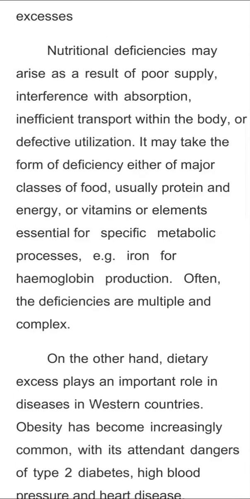Nutritional deficiencies and excesses. Nutritional deficiencies may arise as a result of poor supply, interference with absorption, inefficient transport within the body, or defective utilization. It may take the form of deficiency either of major classes of food, usually protein and energy, or of vitamins or elements essential for specific metabolic processes, for example iron for hemoglobin production. Often, the deficiencies are multiple and complex. On the other hand, dietary excess plays an important role in disease in the Western countries. Obesity has become increasingly common with its attendant danger of type 2 diabetes, high blood pressure and heart disease.